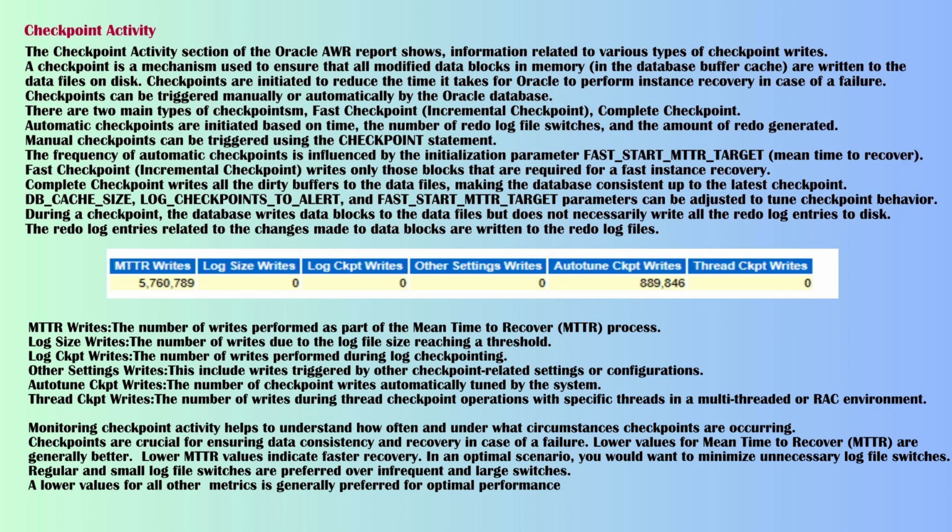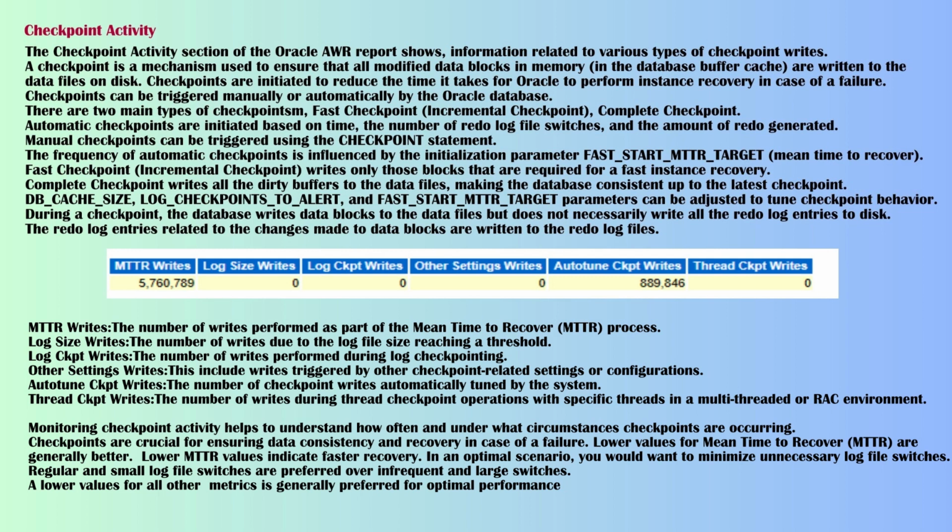During a checkpoint, the database writes data blocks to the data files but does not necessarily write all the redo log entries to disk. The redo log entries related to the changes made to data blocks are written to the redo log files. MTTR writes: the number of writes performed as part of the mean time to recover (MTTR) process. Log size writes: the number of writes due to the log file size reaching a threshold. Log CKPT writes: the number of writes performed during log checkpointing. Other settings writes: these include writes triggered by other checkpoint-related settings or configurations.